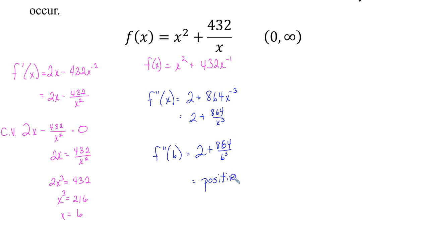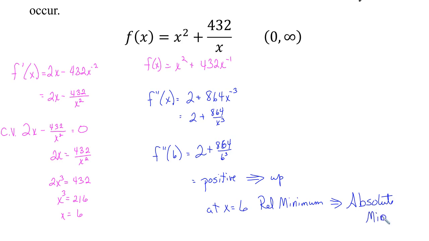So since it is a positive value, that tells me that the function is concave up at a critical value, which means that at x is equal to 6, I am going to have a relative minimum. Remember, if we did our number line test, it would go down and then up. And since I am looking for absolute, this relative minimum is actually going to be my absolute minimum, which occurs at x is equal to 6.